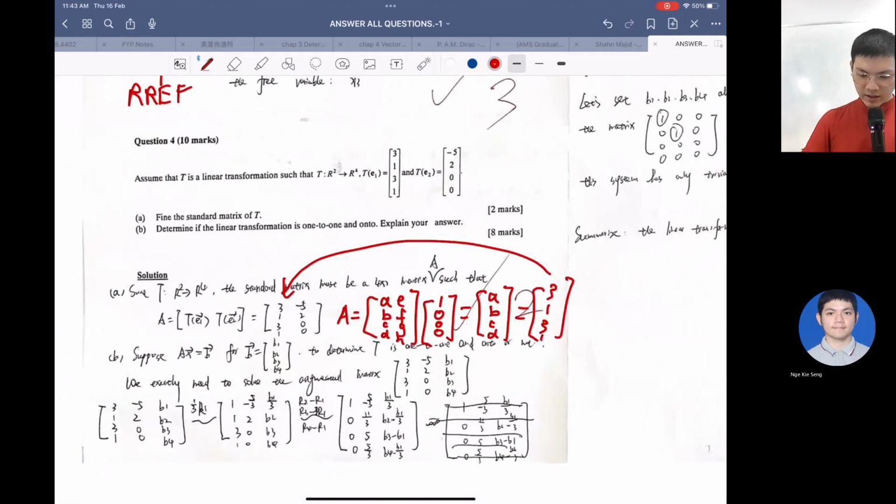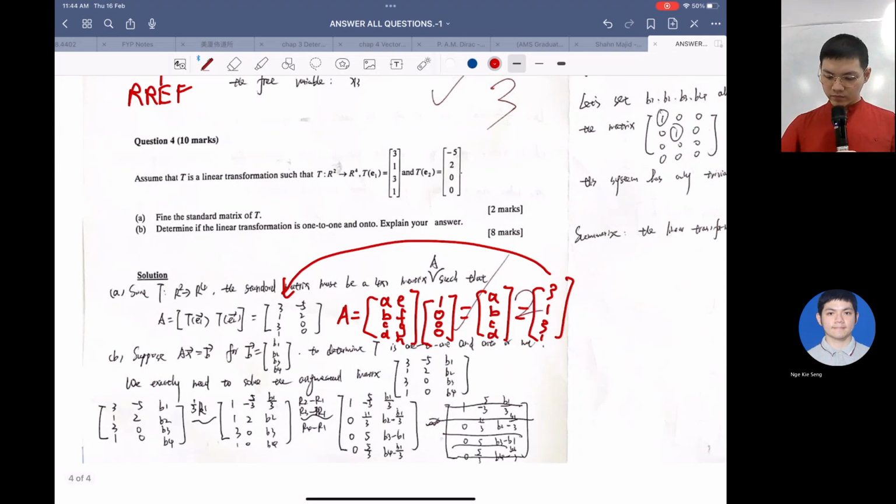Okay. Second part is determine if the linear transformation is 1-to-1 or onto. There are a few ways to answer this question. There are 2 ways. One way is to see it from the row reduction step. The other way is to see it straight away from concept. So let's discuss the first way first, the usual way. The normal way you will do it is you row reduce.